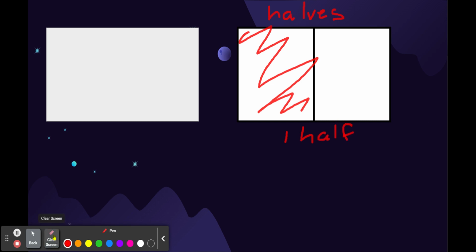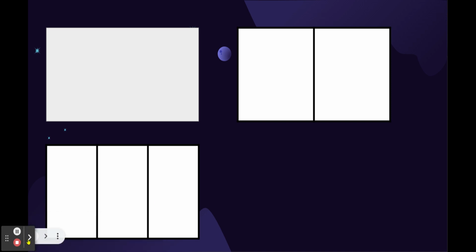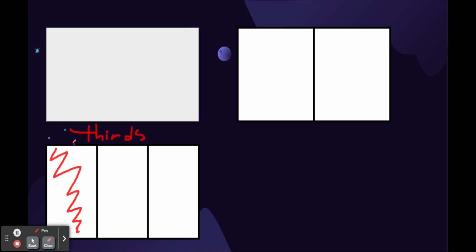I can also take this same rectangle and split it into three pieces, three equal pieces, and this will be thirds, because I'm splitting them into three equal pieces. So if I were to shade in two portions, I would have 2/3, right? But ultimately, I divided my whole into three equal portions.